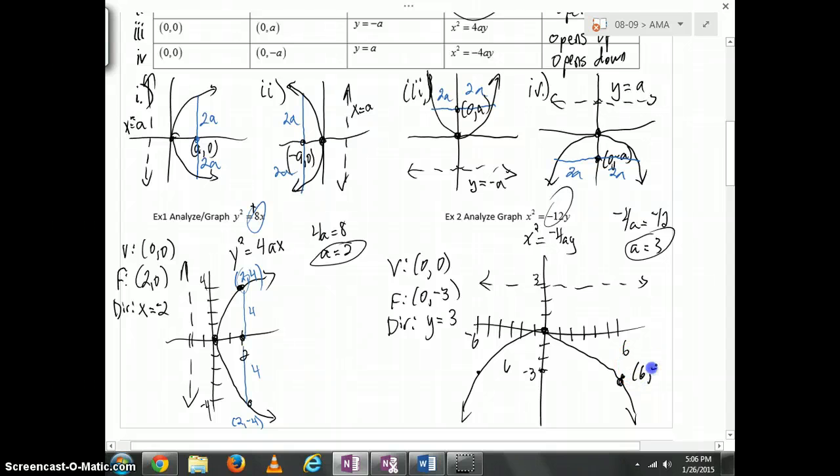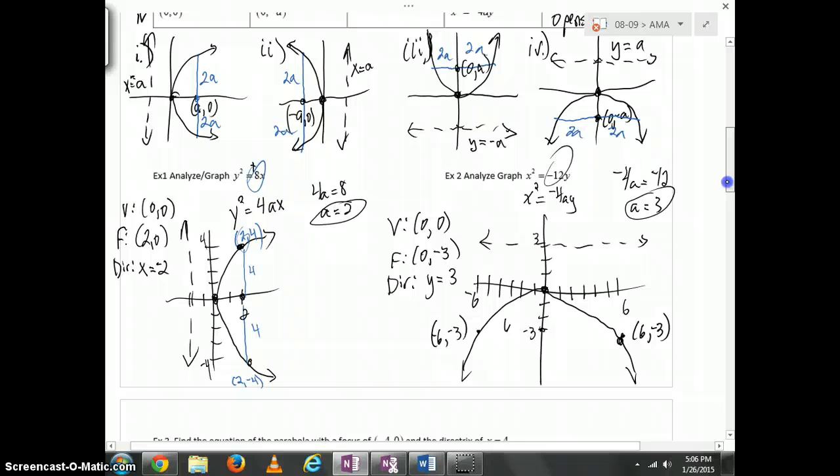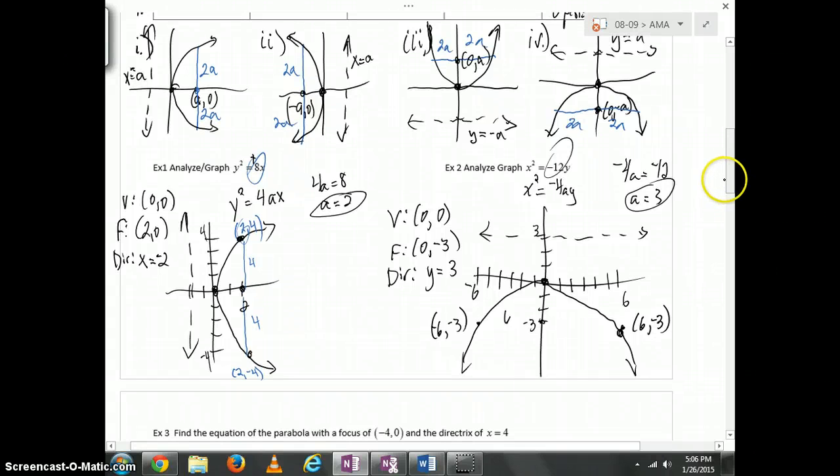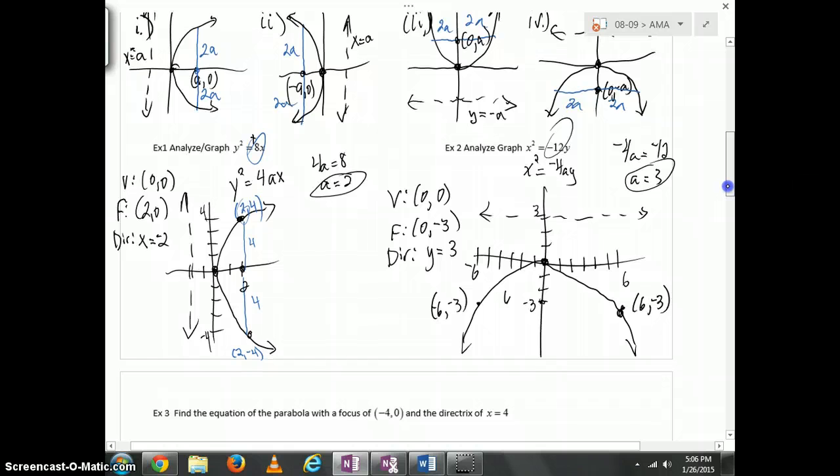You can double check that you've plotted this correctly by double checking your points. You should have (6, negative 3) and (negative 6, negative 3). It would only take a moment to substitute these y values in and to confirm that your x values would also agree. So knowing information about the latus rectum will help you tremendously.